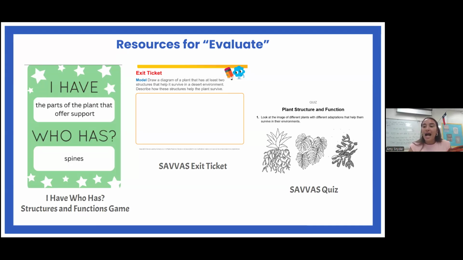So there is an I have, who has structures and functions game that you can use for your students. You can print those out and have them review in groups. There is an exit ticket within Savas that you can utilize as your evaluate for the learning target. And there's also a quiz in Savas that you can utilize as an evaluate. So there's a couple of different options you can use. Also, just continuing to utilize the Carolina plants and incorporating them into your evaluate could be another idea as well.